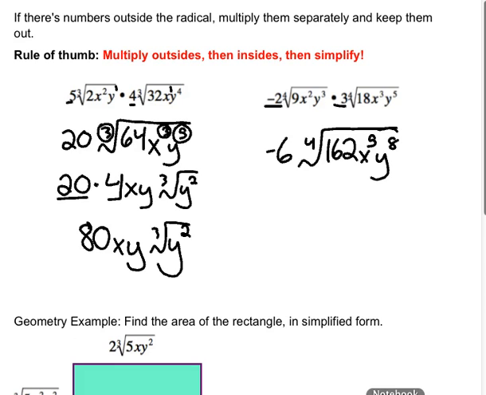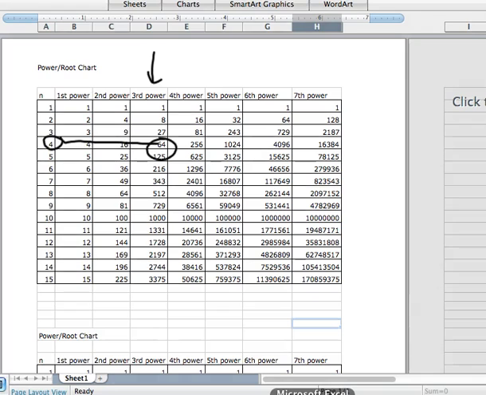So first I combine the two radicals. Now I'm going to simplify from there. So I looked at my powers chart. This time I'm dealing with a fourth root, so I'm looking at this column. And I have 162. Well, 162 divided by 16, not a whole number. 162 divided by 81, there it is. That's what I want. So it splits up into 81 and 2.